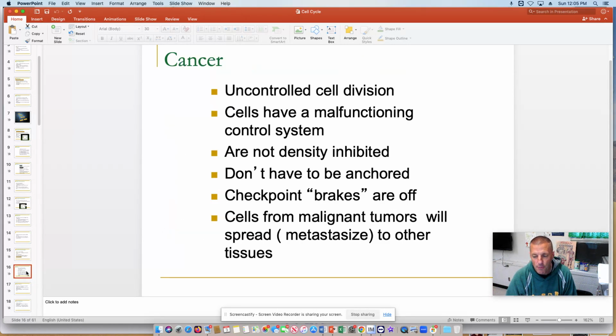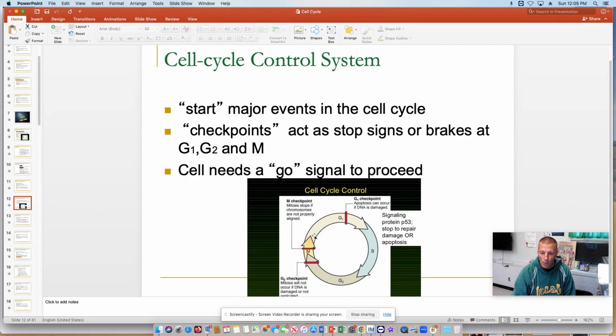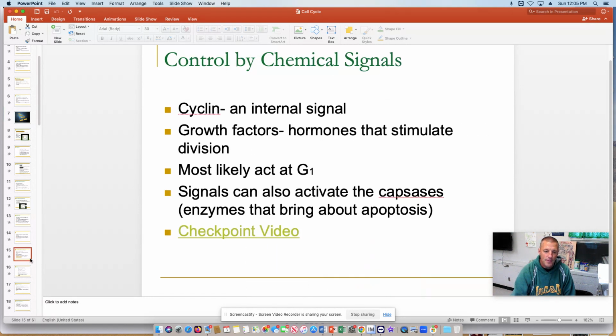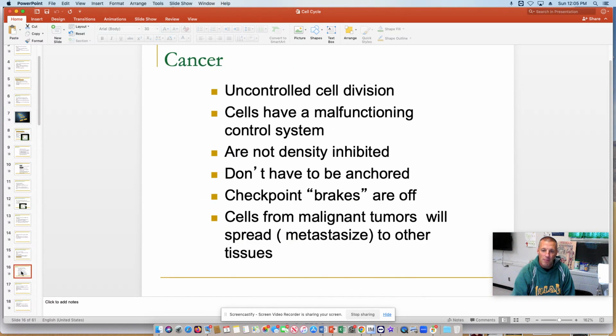Okay, cancer: uncontrolled cell division. If cells are cancerous or a tumor is cancerous, instead of going to here and having a check, then going to here and having a check, then going to here and having a check, it's just going around and around in a very uncontrolled way. The result is that it makes lots of cells, but not necessarily well-functioning cells.